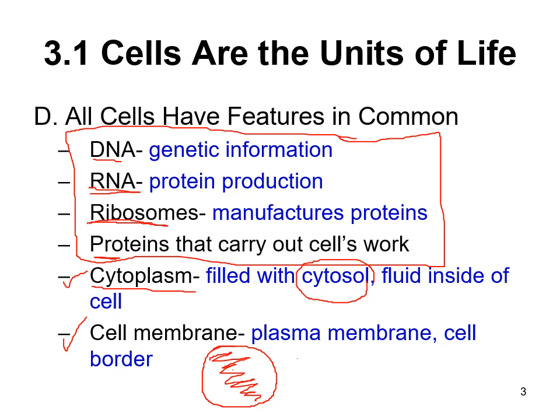And within this fluid, within this area, you will then have your DNA. And if it's a eukaryotic cell, you will have your organelles that are floating around. So please keep that in mind. Regardless of what type of cell you look at, you will always have DNA, RNA, ribosomes, proteins, and then from a structural aspect, you will always need a cell membrane, also called a plasma membrane, and the area inside of it is called the cytoplasm.